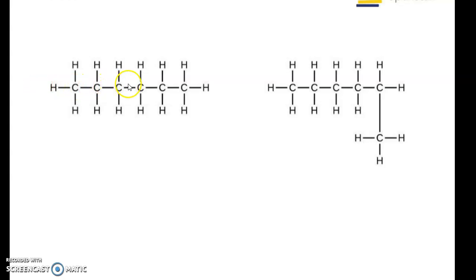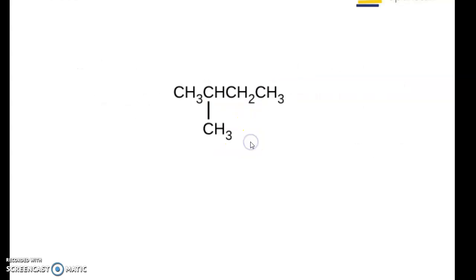Well, this right here is 1, 2, 3, 4, 5, 6. So that's just going to be n-hexane, right? This right here, even though it's drawn a little bit differently, you've got 1, 2, 3, 4, 5, 6 again, and this is hexane the same, right? There's no real difference between these two. It's just the way that this last one has been drawn. This one right here, 1, 2, 3, 4, so we're talking about butane. And so this is going to be 2-methylbutane, right?